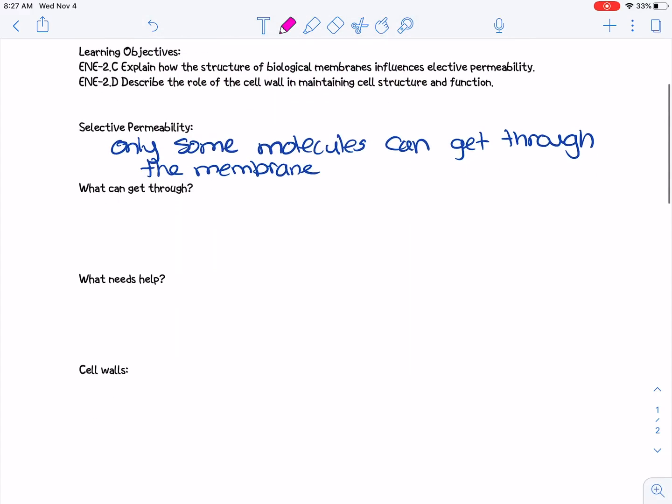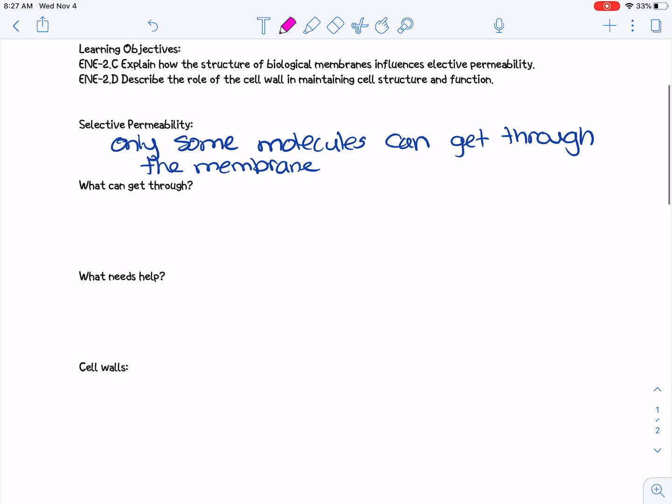If you think about it, if fatty acids are the main core of it, non-polar things can cross no problem. Non-polar, no problem. Some examples of that are oxygen, carbon dioxide, steroid hormones, because we know that steroids are a fatty acid.